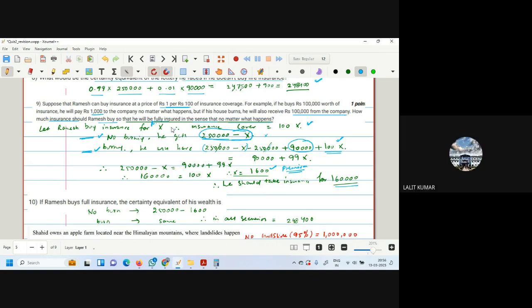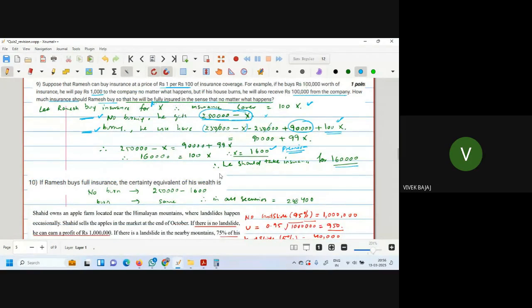So that is also a shortcut. That is the ideal: in both the scenarios, he should get the same amount. He should take that insurance in which in all the states he gets the same amount. So I was calculating like that.